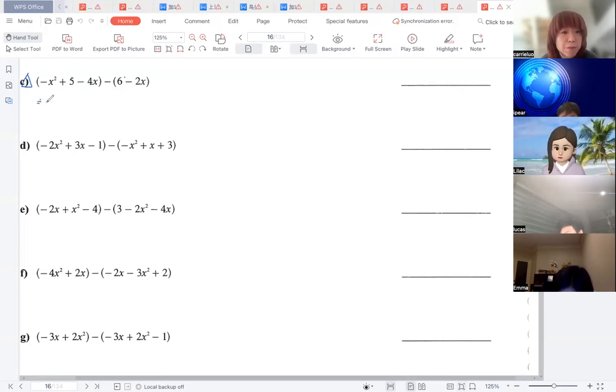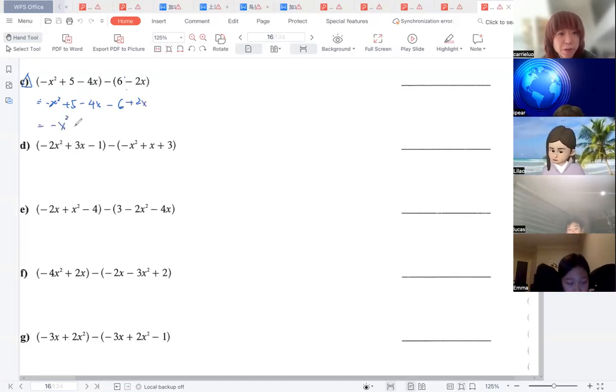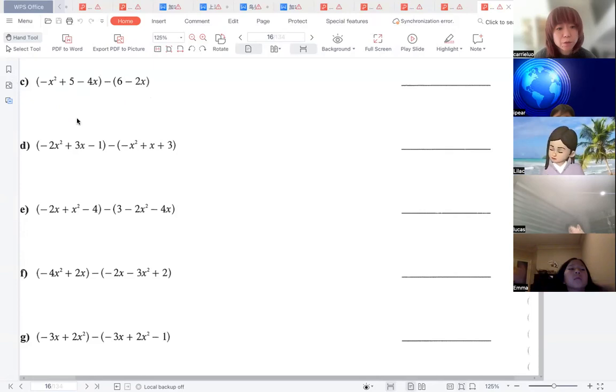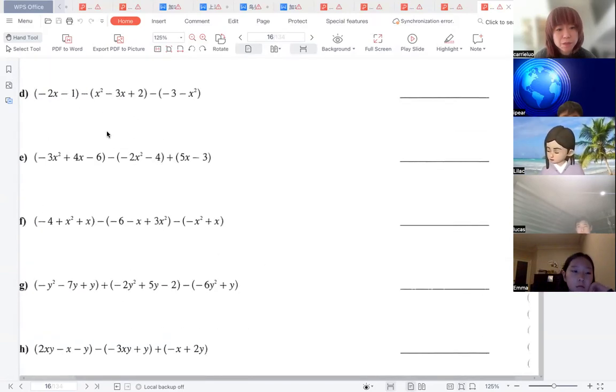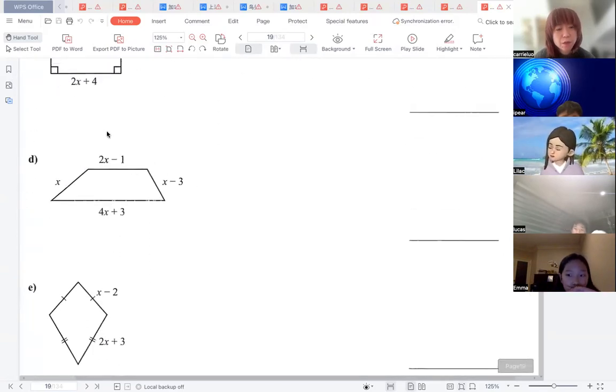Okay, so let's take a look at this one. Negative x squared plus 5 minus 4x. Everybody, when you see a negative sign, negative 6 plus 2x, right? Everything inside it, change the sign. So negative x squared minus 2x minus 1. So that is the answer. Great, Emma? Okay, we're going to go forward. It's too easy. The rest of them are just calculation.